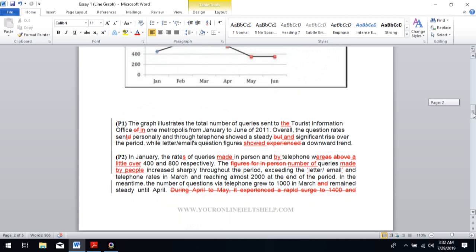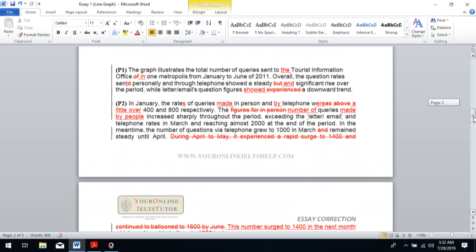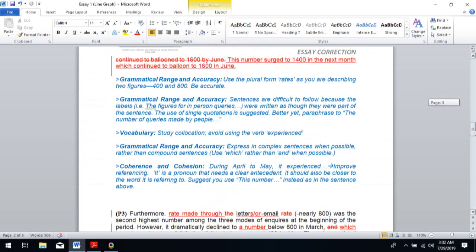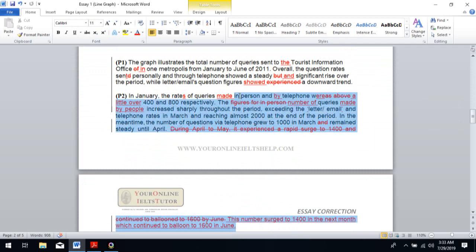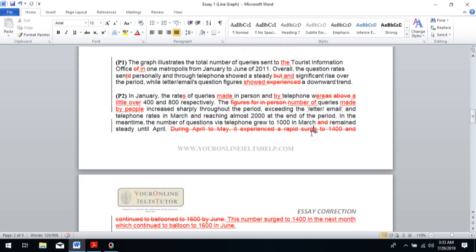My student came up with 3 paragraphs, which I labeled as P1 for the introduction, P2, second paragraph, and P3. So you can see the specific changes I made in the essays, the ones in red.